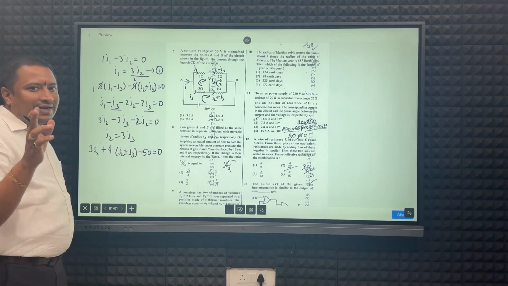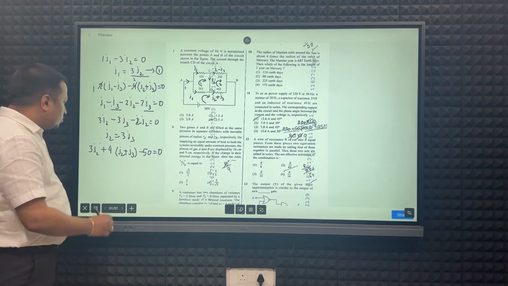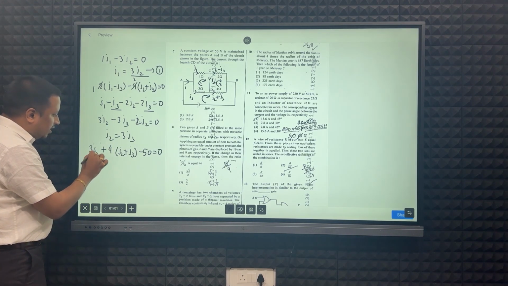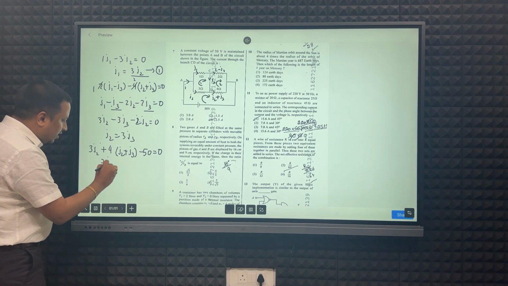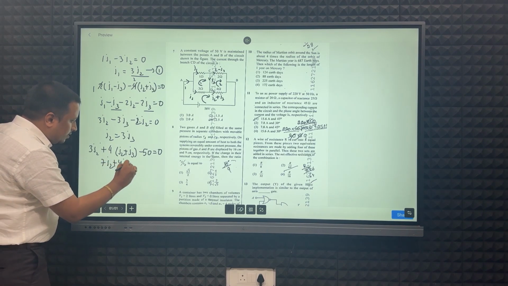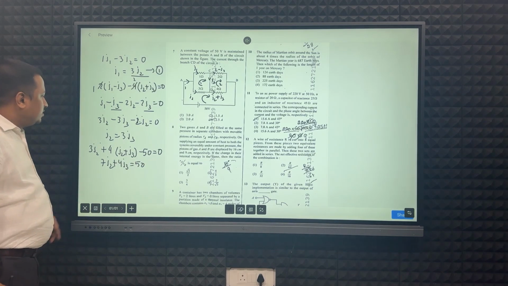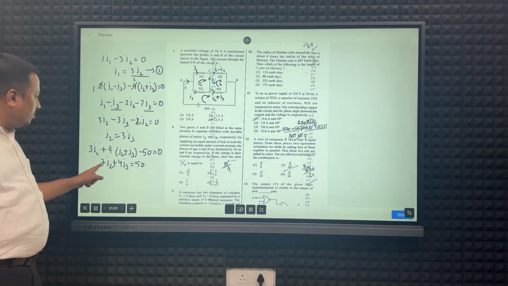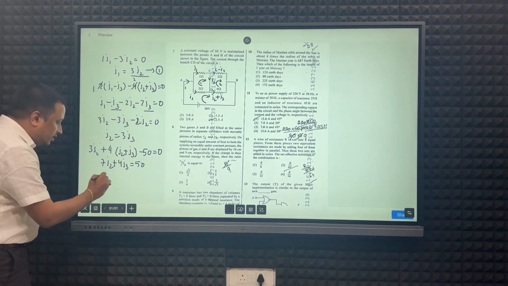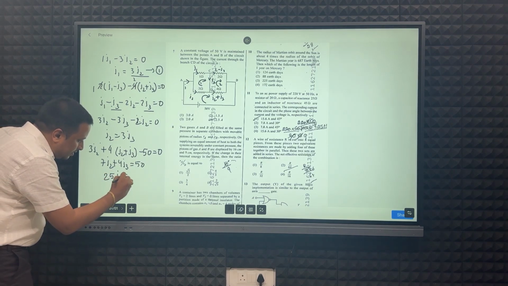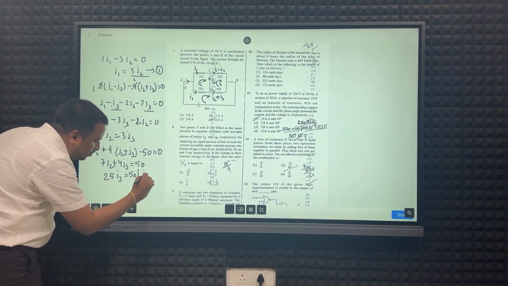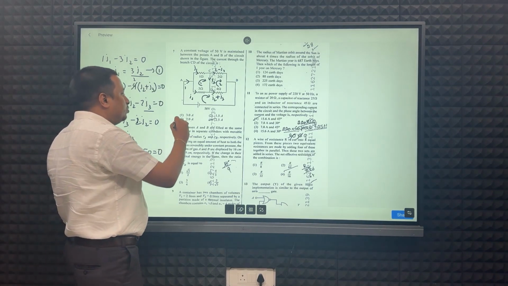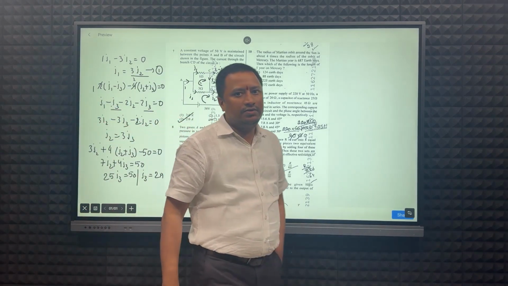Now my goal is to calculate I3. So in place of I2, I am going to substitute I3. Here we have 3I2, here we will have 4I2, that will give us 7I2 plus 4I3 is equal to 50. I2 is equal to 3I3, can I substitute it here? It will become 21I3 plus 4I3, that will be 25I3 is equal to 50. That means I3 will be 50 by 25, that is 2 ampere. So am I going to get 2 ampere? Yes. So the third option will be the correct one.